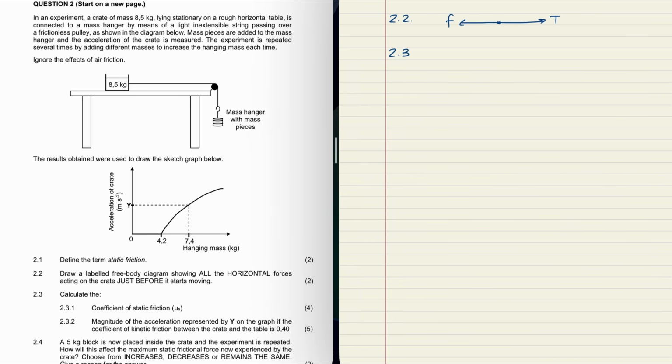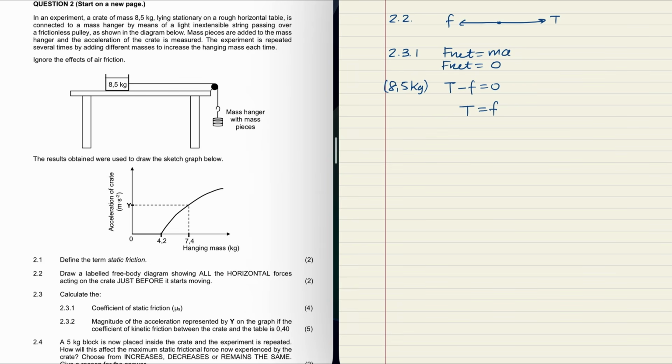Question 2.3.1. Calculate the coefficient of static friction. Now again, remember, this is while it is stationary. So we can say that F net is going to equal ma. Since it is stationary, we can say that F net is going to equal 0. Now, assuming that we are talking about the 8.5 kilogram block, the forces acting on it, I'm going to choose right as positive. So T minus F is equal to 0. That means T is equal to F.